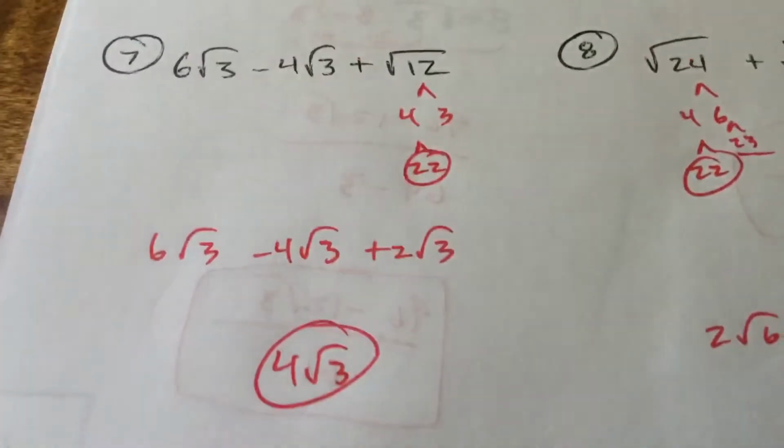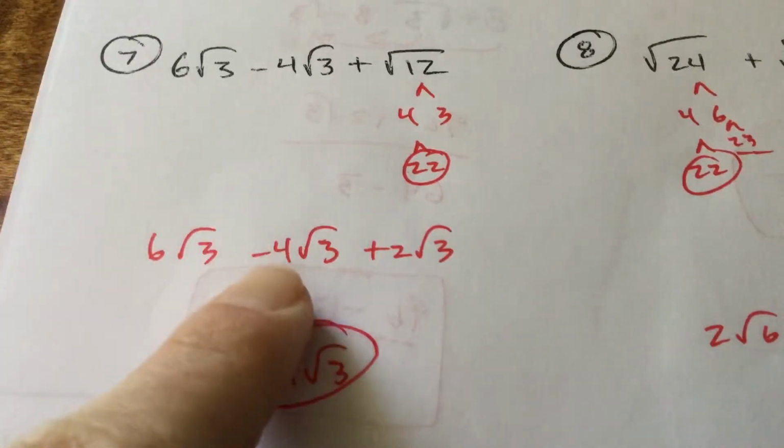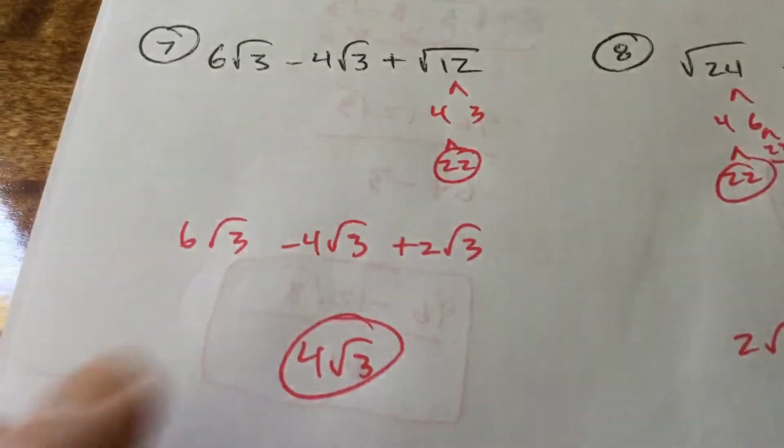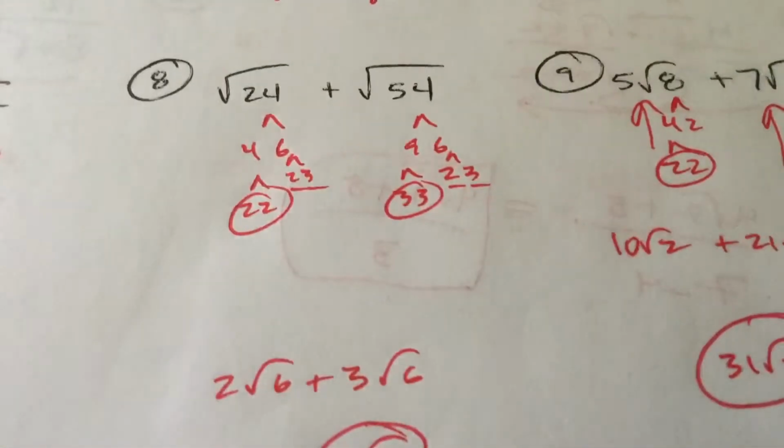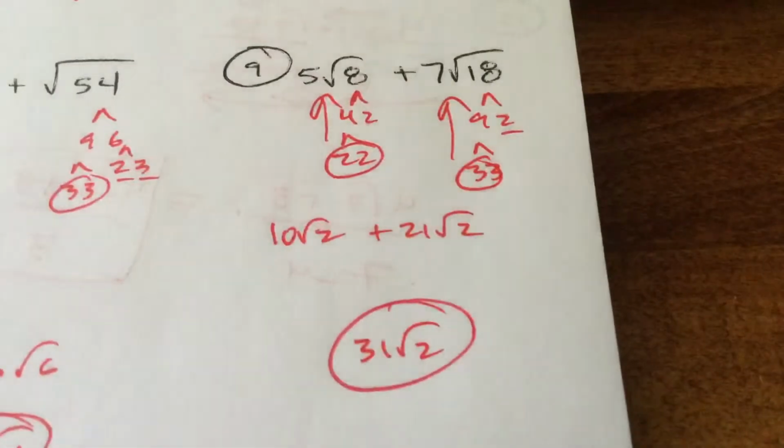All right, the ones we don't do in here, obviously we'll try to do in class. Square root of 12, that's 2 root 3. Then 6 minus 4 plus 2, 4 root 3. Break down the square root of 24, it's 2 root 6. Square root of 54 is 3 root 6. 5 root 6, add them up.